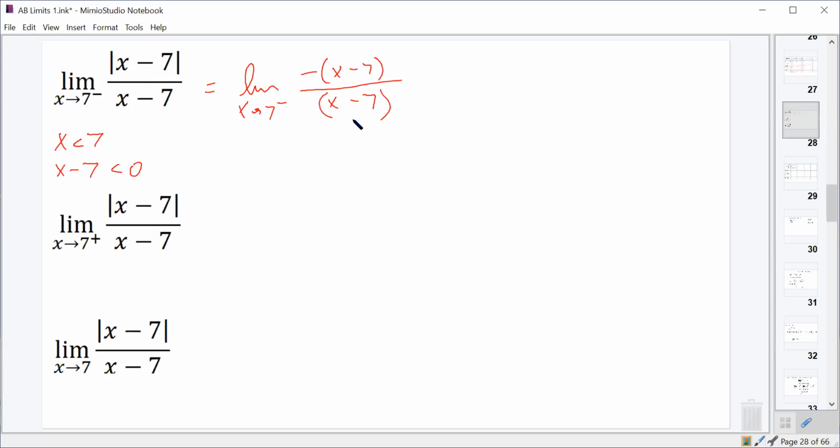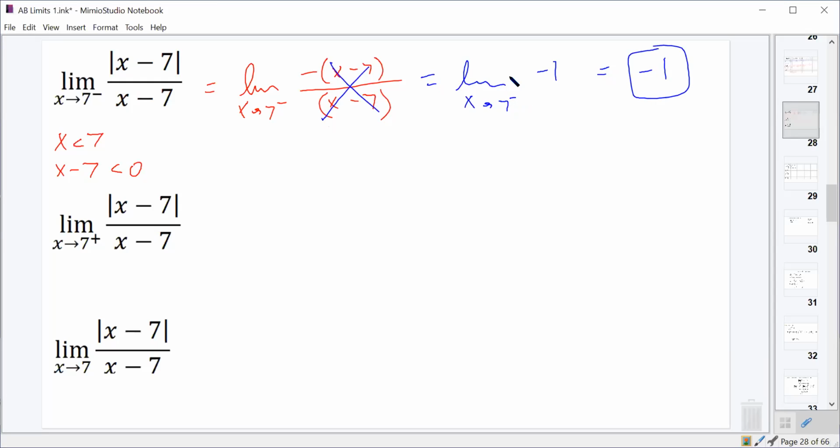And what can we do? Cancel the x minus 7s. And get -1. And you'll notice the limits unit that we're doing here progresses. My handwriting on limit gets worse and worse and worse. Sorry about that. Everybody good there getting -1?